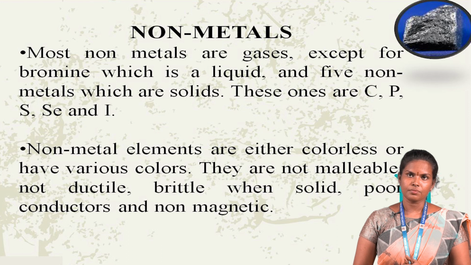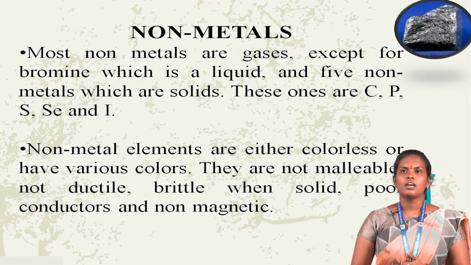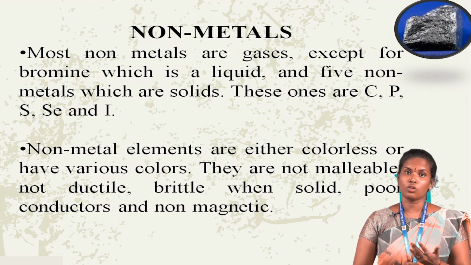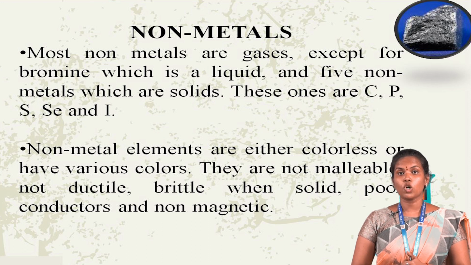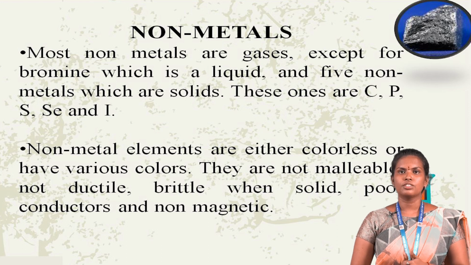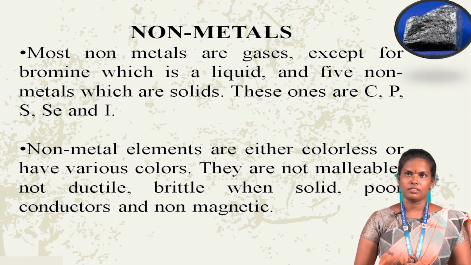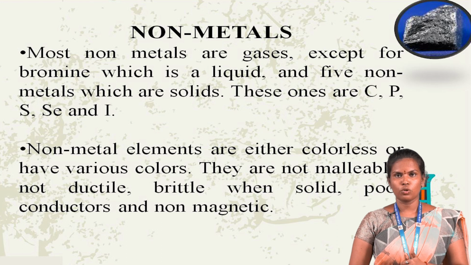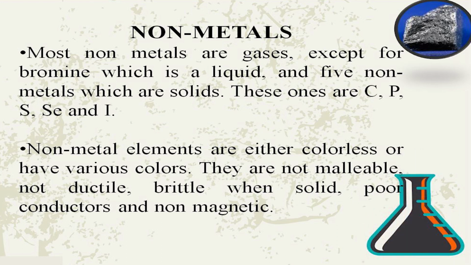Non-metals. Most of the non-metals are gases except for bromine, which is a liquid, and 5 non-metals which are solids. These ones are carbon, phosphorus, silicon, sulfur, selenium and iodine. Non-metal elements are either colorless or have various colors. They are not malleable, not ductile, brittle when solid, poor conductors and non-magnetic.